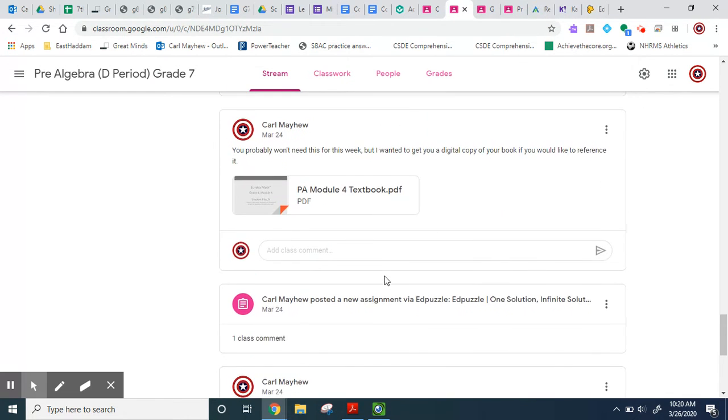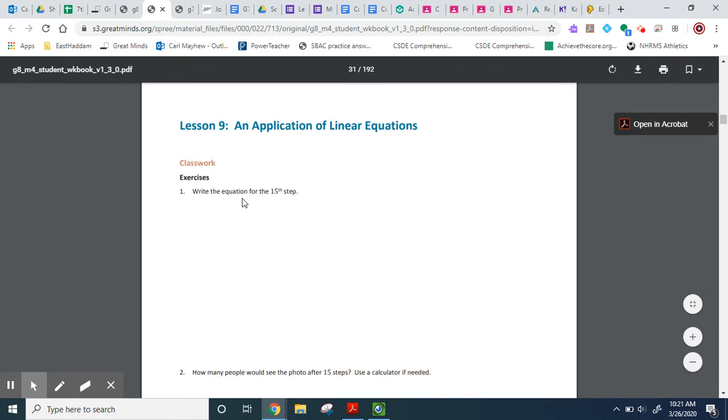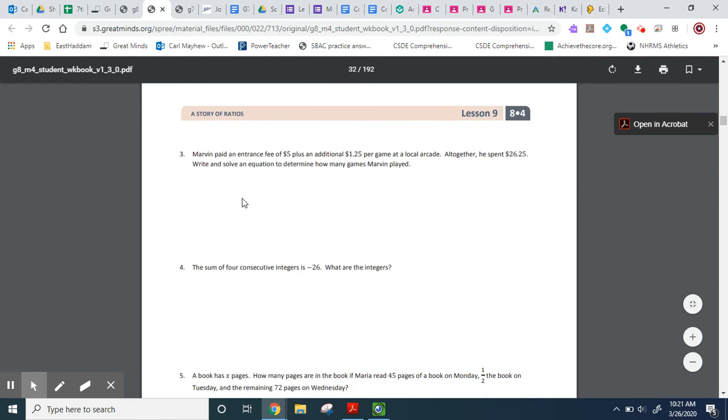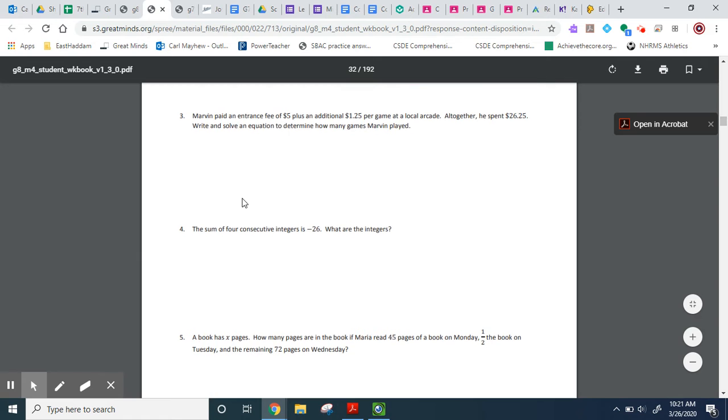If you guys look, the textbook's right here. It was posted on March 24th. This is the same exact thing as I'm using right here. So if you guys want to get into that, you can use a digital copy or you can use your hard copy if you do have it at home. But we're going to be doing 3 examples today. So our first example is actually going to be number 3.